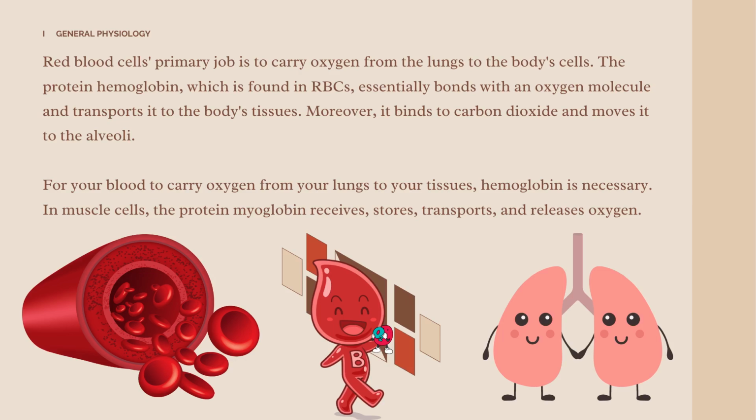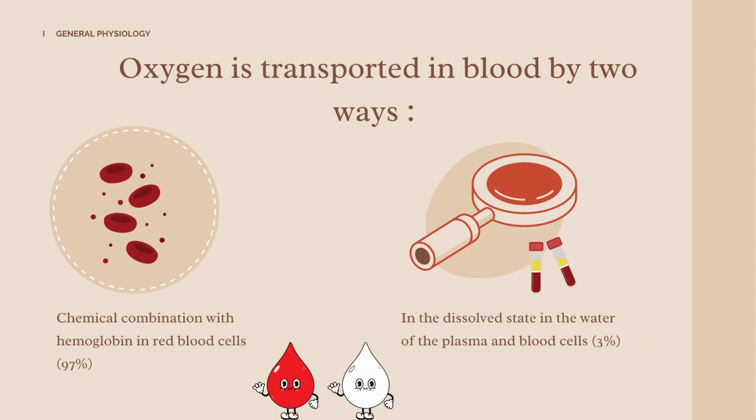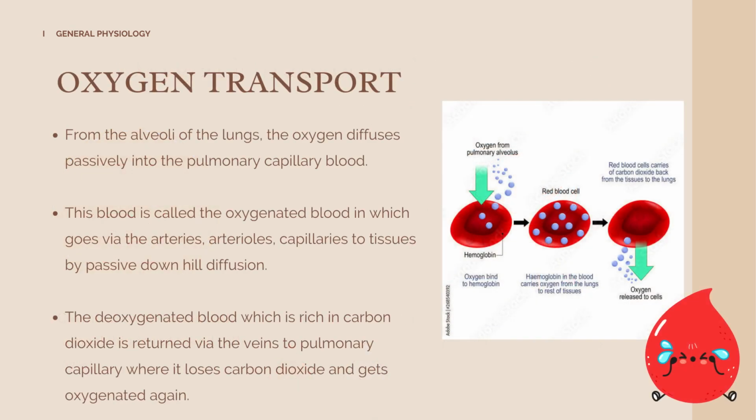So oxygen is transported in blood in two ways: chemical combination with hemoglobin in red blood cells, which is 97%, and in the dissolved state in the water of the plasma and blood cells, which is 3%. So, how is oxygen transported?